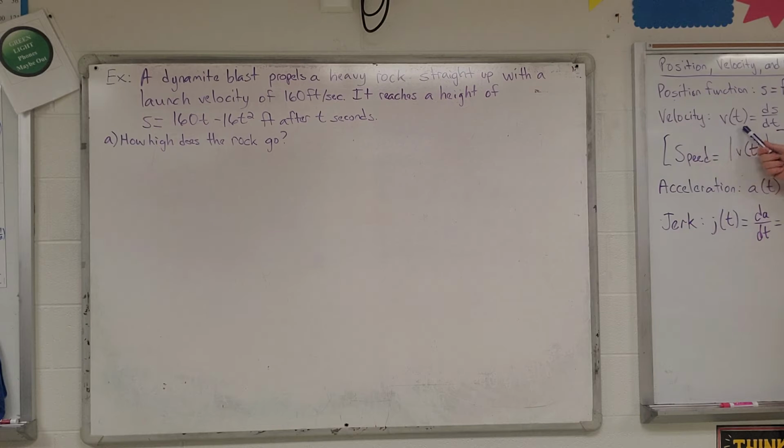Velocity is the derivative of position. So we're going to take the derivative of that function right there and we're going to do what with it? Set it equal to 0. Okay, that's how we're going to figure out where it's at its highest point.